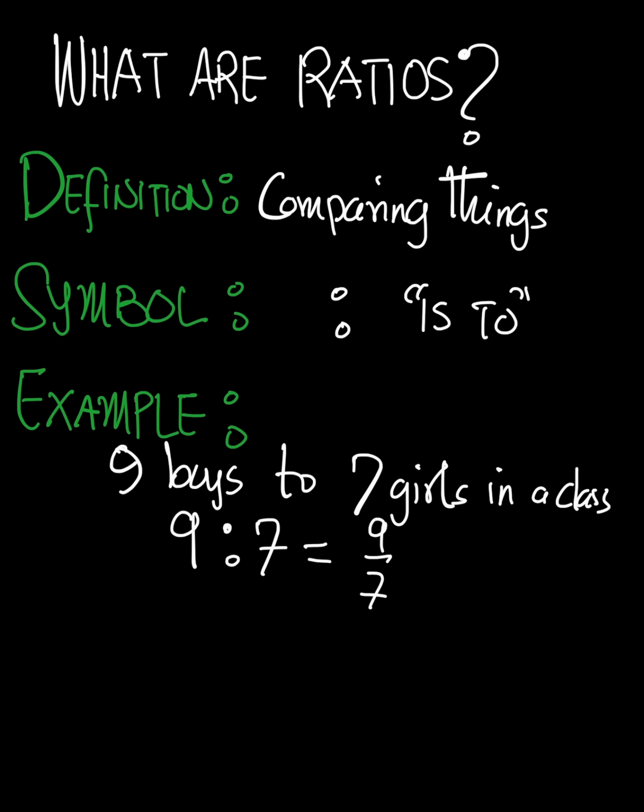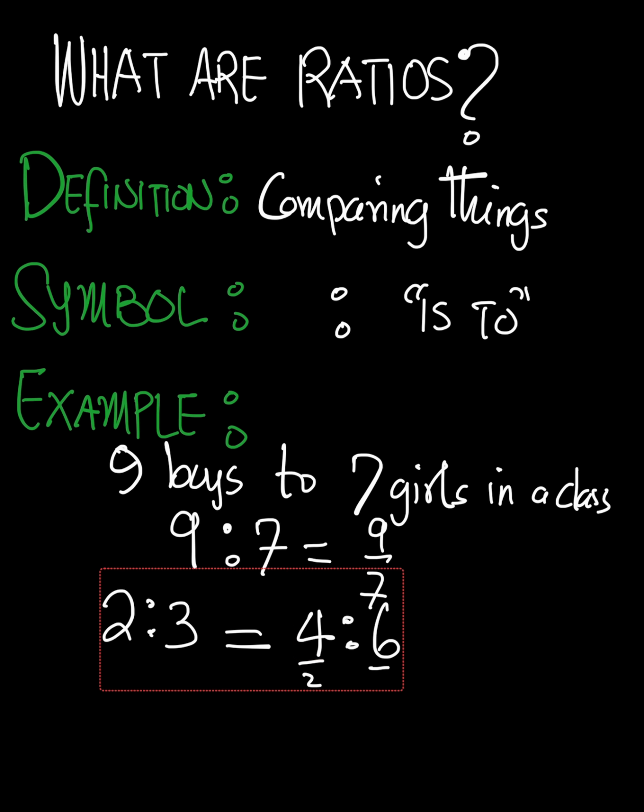Now let me quickly introduce you to something called an equivalent ratio. For example, you have 2:3. We can say this ratio is equivalent to 4:6. How do we know that? You can see that if we divide here by 2 and divide the same number here by 2, we're actually going to get 2:3, meaning that 2:3 is the same as 4:6.